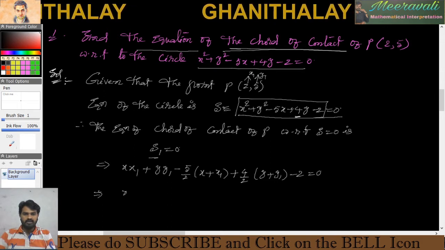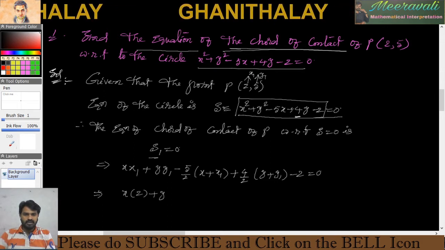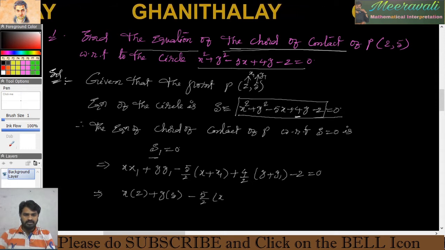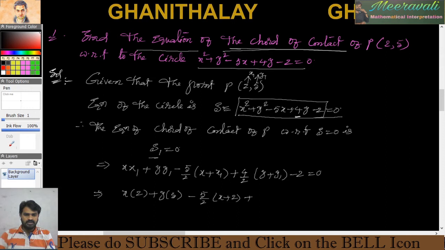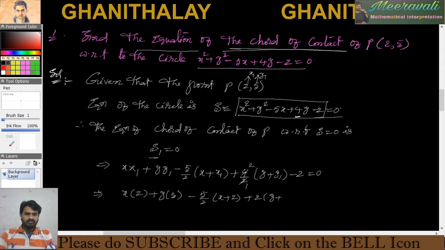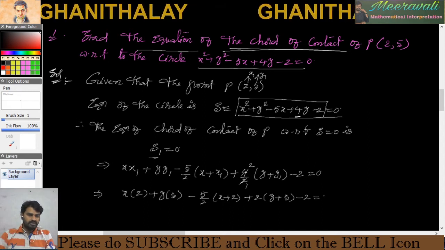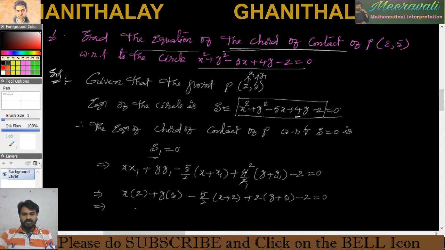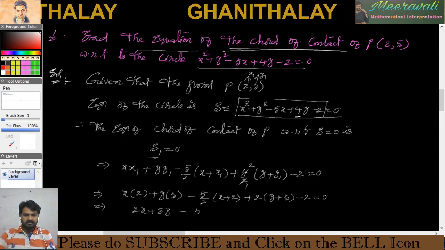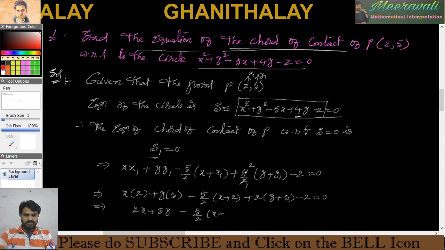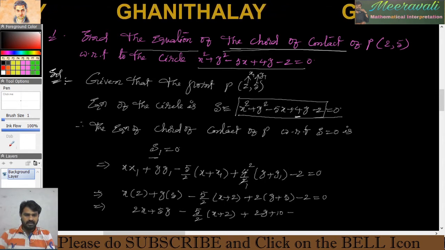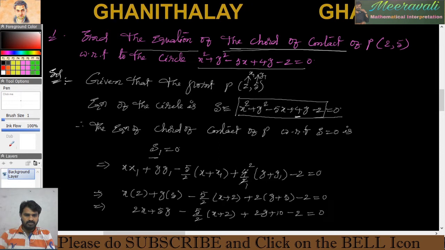Now we will get x into 2 plus y into 5. Next minus 5 by 2 into x plus 2. Now 2 into y plus y1 means 5 minus 2 is equal to 0. Now simplifying, 2x plus 5y minus 5 by 2 into x plus 2, plus 2y plus 10 minus 2 is equal to 0.